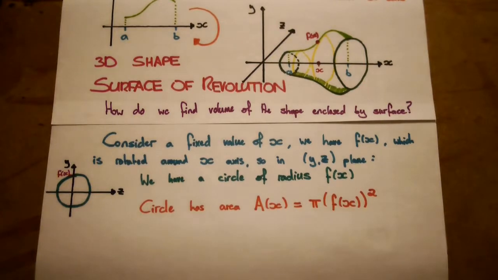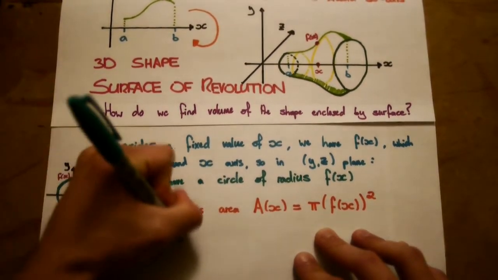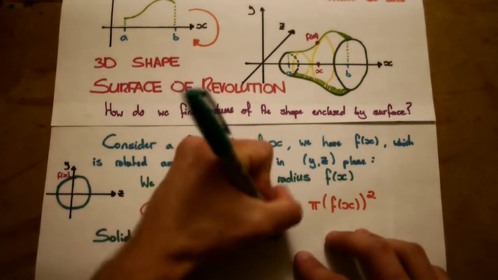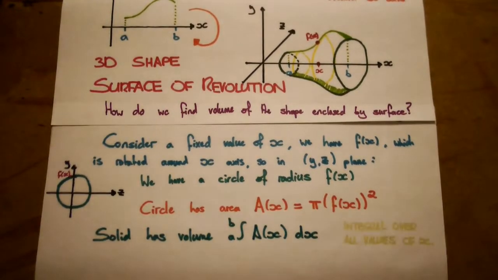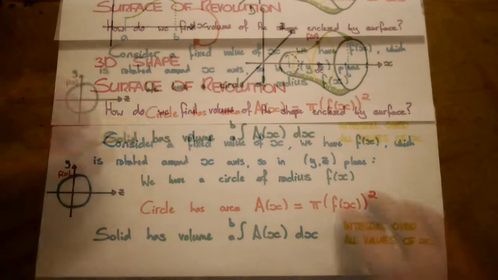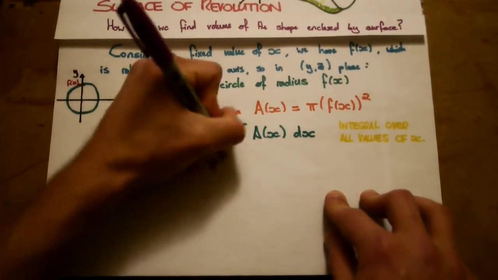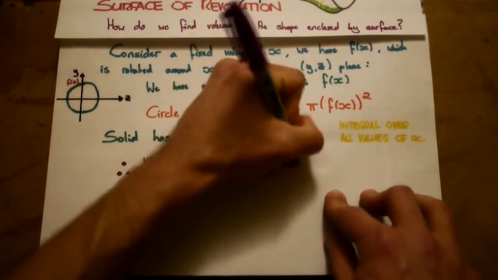And so to find the volume of the solid, we integrate these areas over all values of x, i.e. the integral from a to b of A of x with respect to x. And so our volume V equals the integral from a to b with respect to x of π times f of x squared.